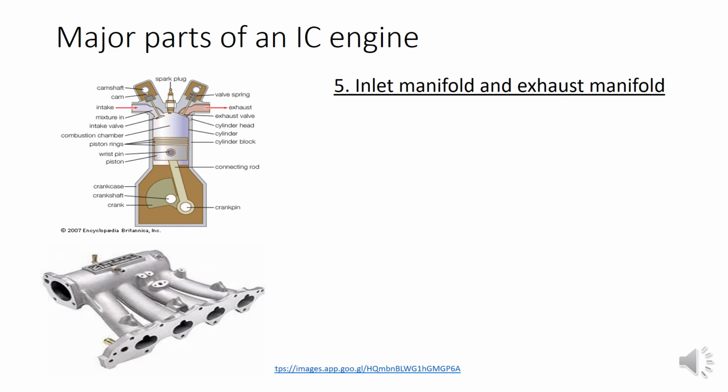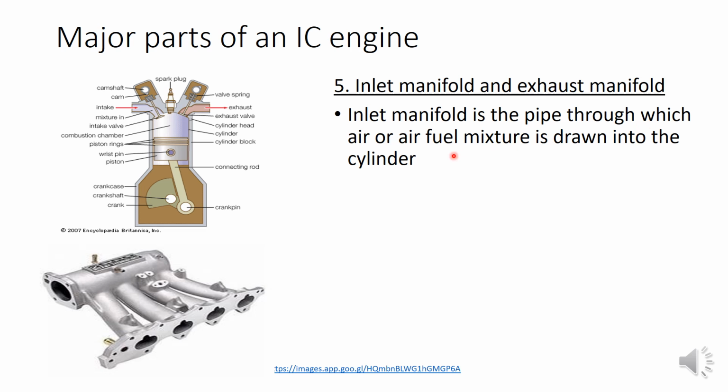What is the inlet manifold and exhaust manifold? It is nothing but a pipe. You can see here, this is the cross section of the inlet manifold, and this is the cross section of the exhaust manifold. The inlet manifold is just a pipe through which the air or air-fuel mixture is drawn into the cylinder. So the fresh air-fuel mixture or air will be entering through this inlet manifold. It is simply a pipe through which the fresh charge enters the cylinder.